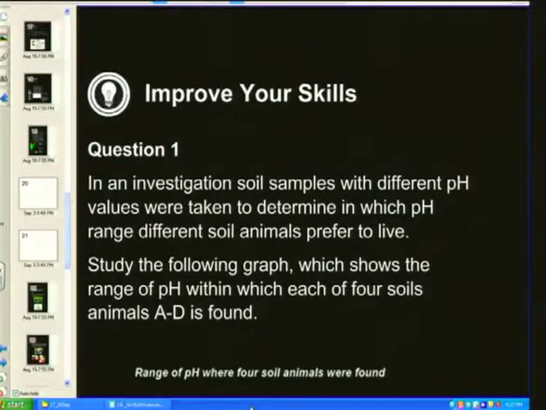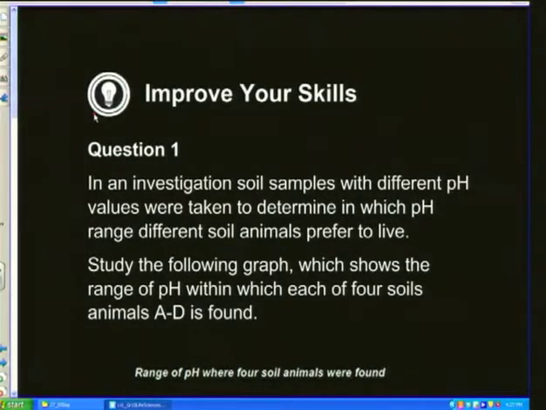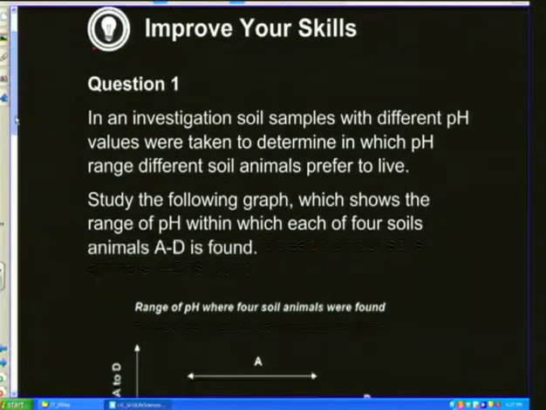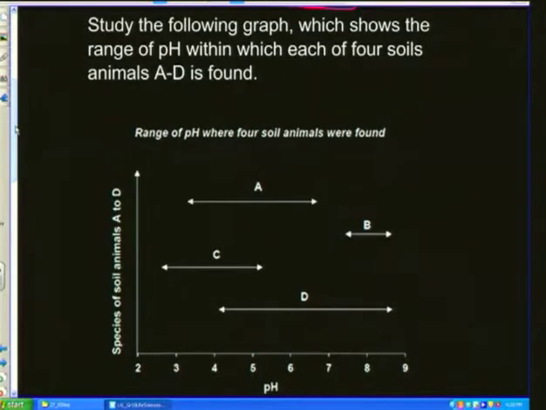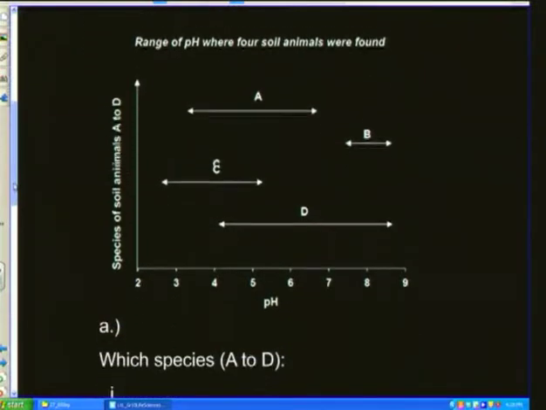It is: in an investigation into soil samples, and we haven't done soil samples yet, so we'll go back and talk about them now, with different pH values. So soil samples with different pH values, that's important, were taken to determine which pH range different soil animals prefer. So in other words, animals like different pHs, okay? Keep that in mind. Study the following graph, which shows the range of pH within which each of 4 soil animals, A to D, is found, okay?